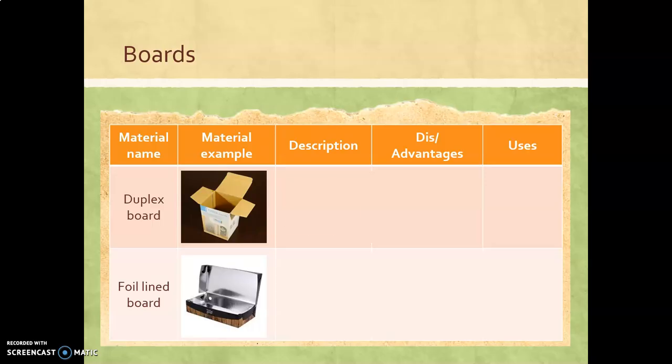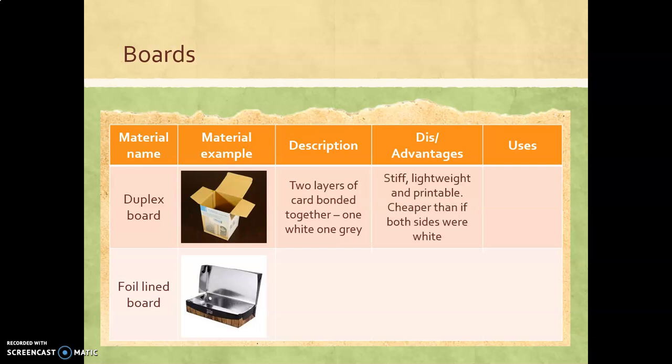Next we have duplex board. This is where 2 layers, hence duplex, duplicity, having 2 of something, are bonded together. One is white on one surface and one is grey or brown. It's stiff, lightweight, and the white side is printable. The reason that we have one white and one unbleached side is that it's cheaper than if both sides were white, because it doesn't go through that secondary process. It's used all the time. You will have seen it at some point today, likely. It's used for all types of packaging, for instance, cereal boxes.